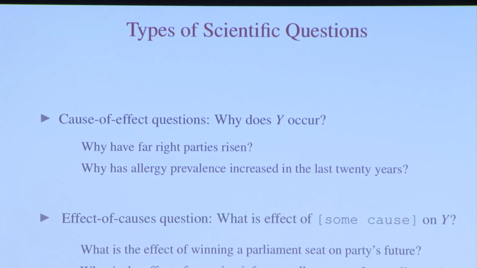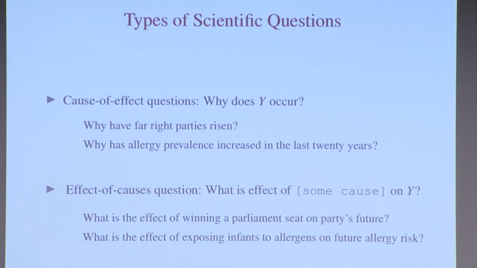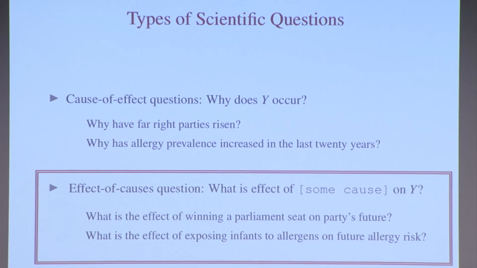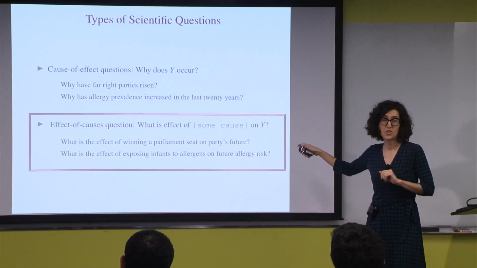Another type of question that we can ask is a more narrow type of question. So given that an outcome happens, we focus on one particular factor that might affect that outcome, and we ask, what is the effect of some cause, some treatment, some intervention on that outcome? So for example, what is the effect of winning a seat in parliament on the future electoral trajectory of the party, or what is the effect of exposing infants to allergens on their future allergy risk? So these are the kinds of questions that the so-called causal inference potential outcomes framework is focused on. And these are the type of questions that I will be focusing on.